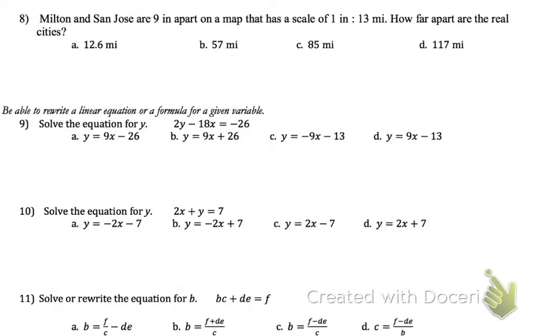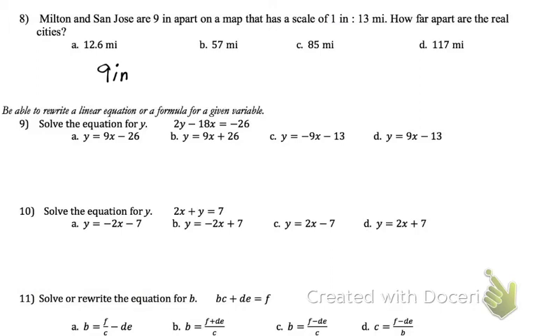All right, Milton and San Jose are 9 inches apart on a map, and the map has a scale of 1 inch for every 13 miles. How far apart are the real cities? Okay, so on our map, San Jose and Milton are 9 inches apart, and we know that 1 inch is 13 miles, so we're going to take 13 and do something with 9. We're either going to add it, subtract it, multiply it, or divide it. So let's think about that.